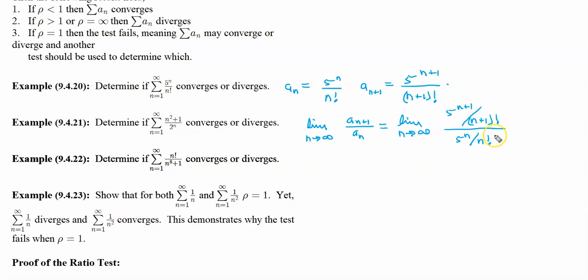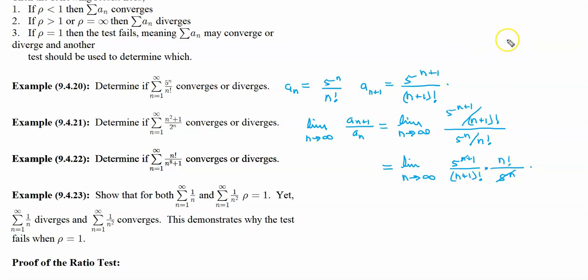Now we can simplify this by flipping the denominator up and multiplying it against the numerator, and what we get is, and now we can further simplify this. Notice 5 to the n plus 1 over 5 to the n. These will both cancel and just leave us with a 5 up here in the numerator. Now also n factorial divided by n plus 1 factorial, these are going to cancel and just leave us with an n plus 1 in the denominator.